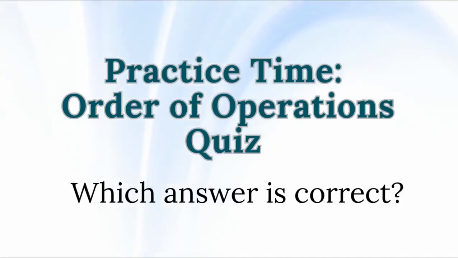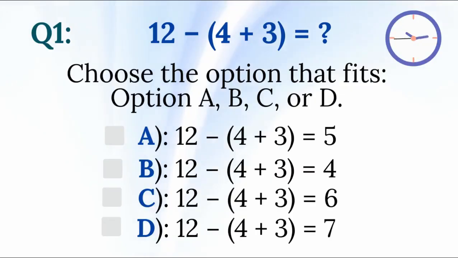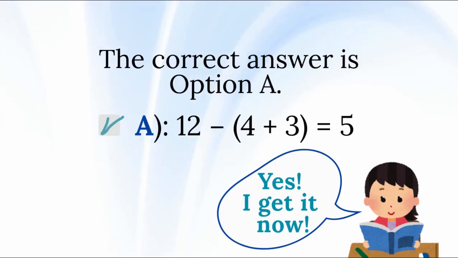Practice time, order of operations quiz. Question 1. 12 minus, inside the parentheses, 4 plus 3 equals what? Which answer is correct? Choose the option that fits. Option A, B, C, or D. The correct answer is option A.